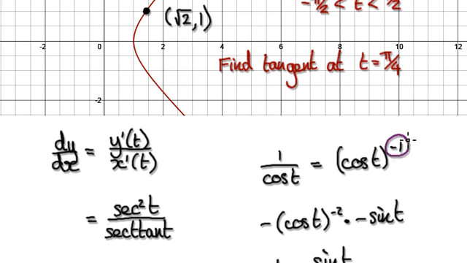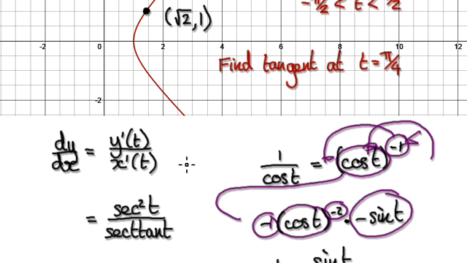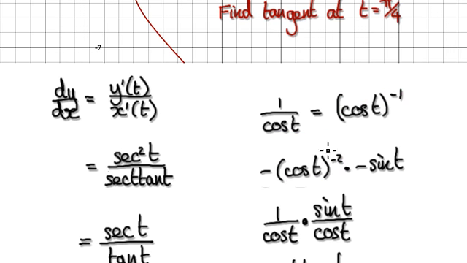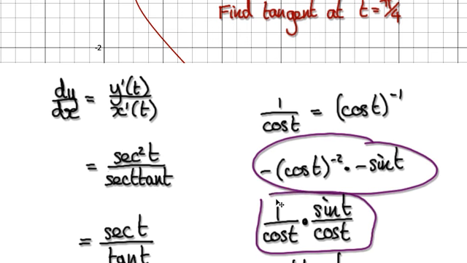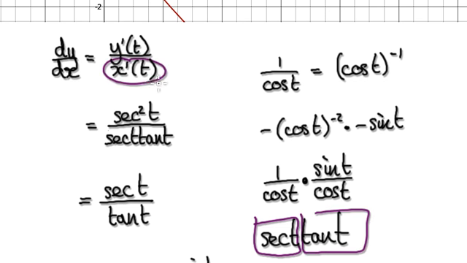When you differentiate this, it will be -1, and then the bubble stays intact. The power gets reduced by 1, and then you times by the derivative of the bubble itself. So we are now differentiating secant of t. That will give you this. Tidy this up. It will then give you this. So when you differentiate secant of t, it will give you secant of t times tan of t.